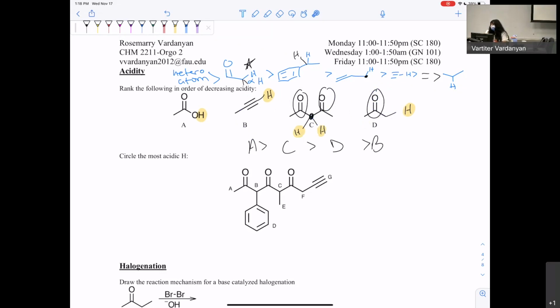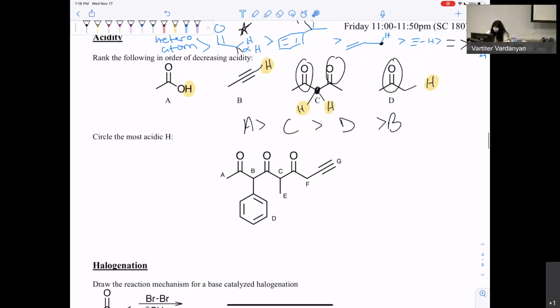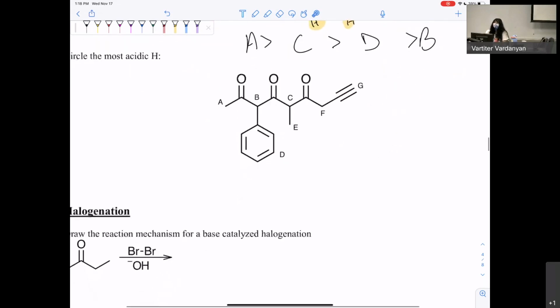Any questions? Okay. So for the next one, I'm going to zoom in a tad. Does anyone have a guess on which one is the most acidic hydrogen? B. Okay, cool. So you are right, and let's go through it.